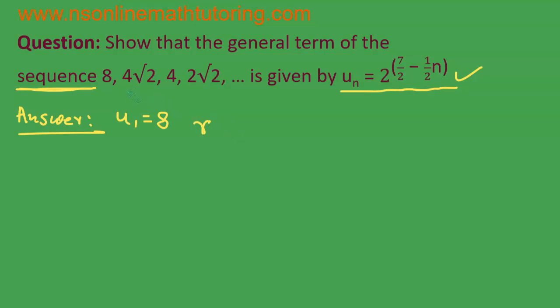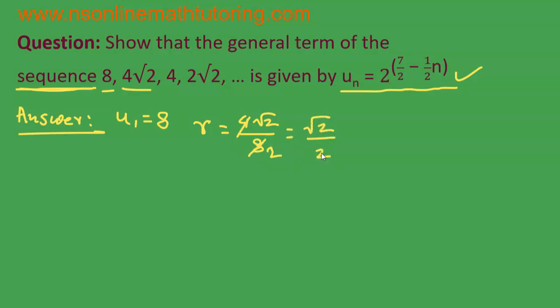What is the ratio? I am not saying it will be the common ratio. I am just getting the ratio between the second and the first term. I am dividing the second term by the first term. So it is 4 root 2 over 8. This is equal to root 2 over 2.